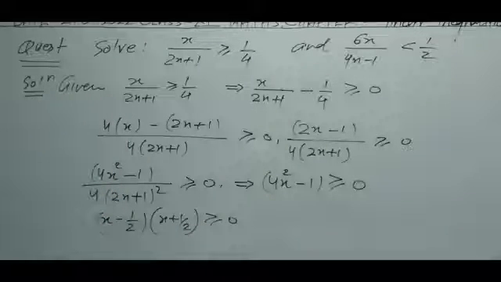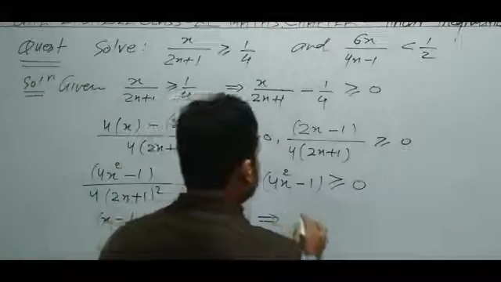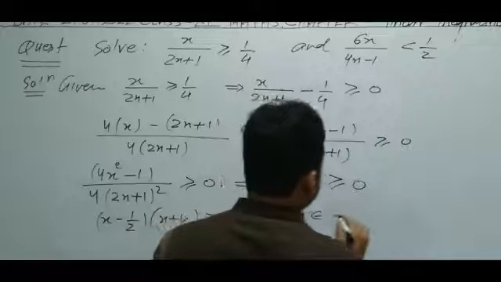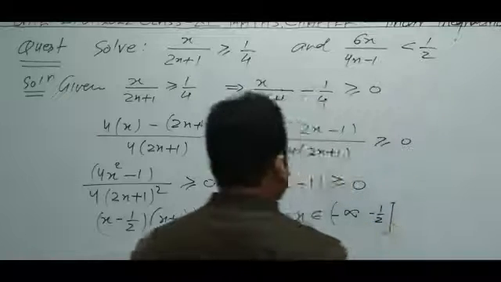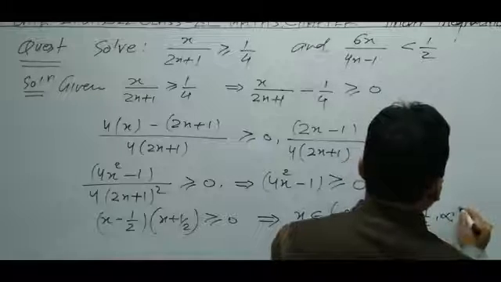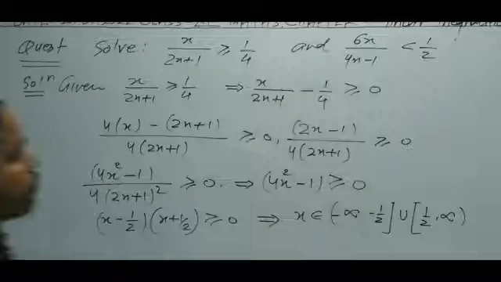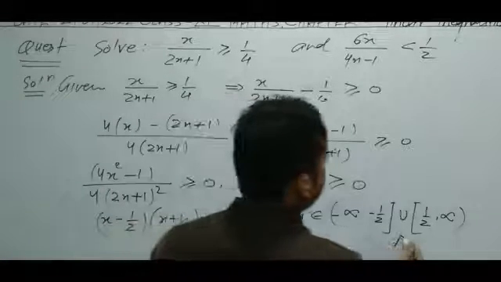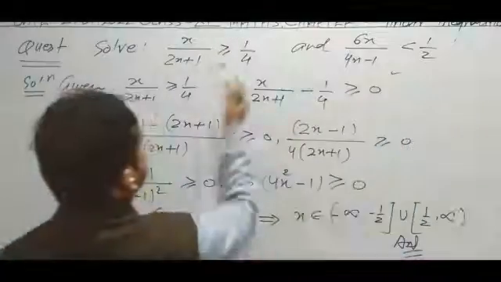So you will get 2 points, 1 by 2 and minus 1 by 2. And now what will be the range or domain of x? x belongs to minus infinity to minus 1 by 2 in closed interval union 1 by 2 to infinity. Now see, this is the answer, and we have to solve the second part also. This is the solution for the first part.